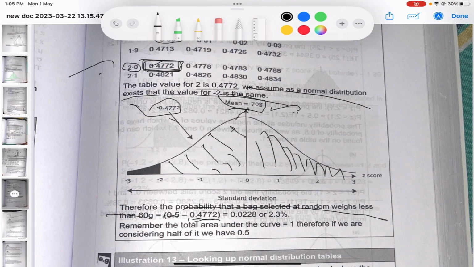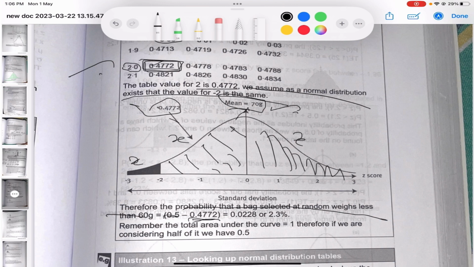And what is the area of this? Think about it and try to answer the question. It's 0.5, right? Why is it 0.5? They are symmetrical in nature. The bell curve is symmetrical in nature. If you add this plus this plus this, my answer is going to be 1. So by doing that, you are going to find the answer.